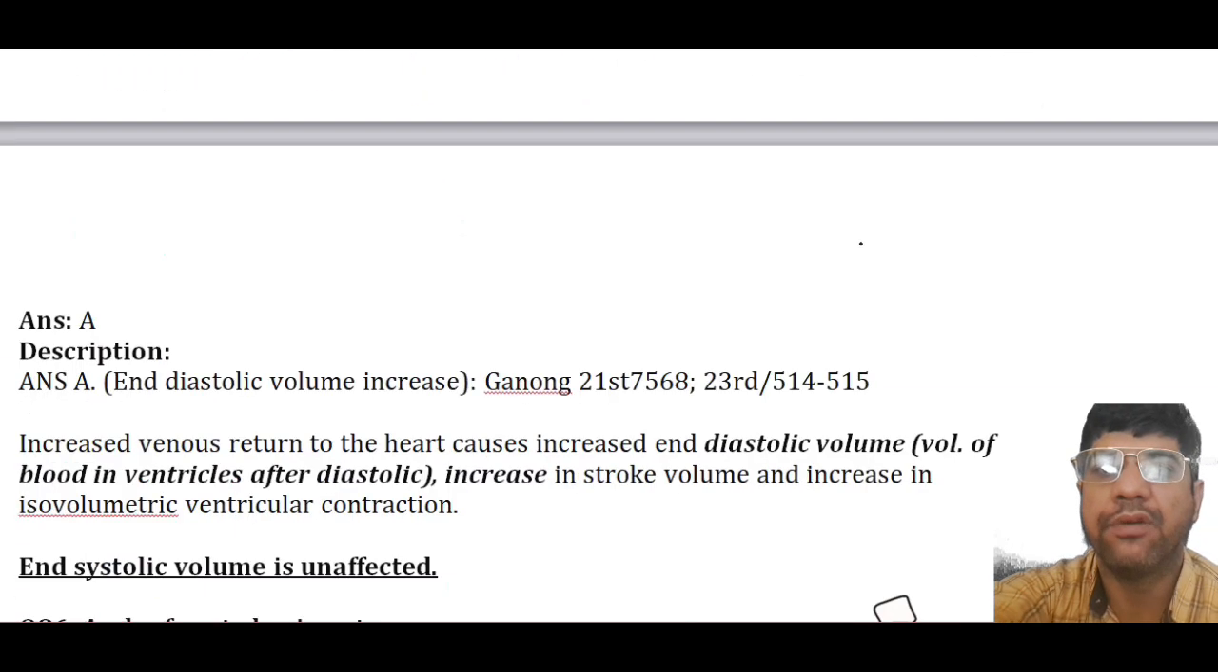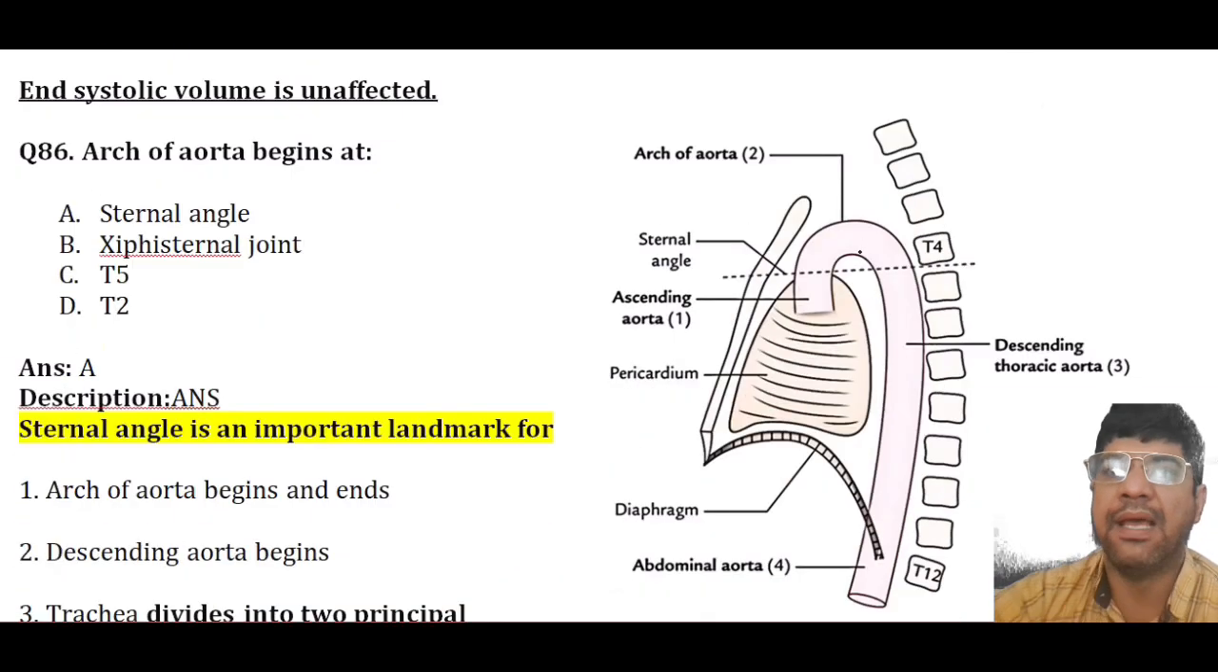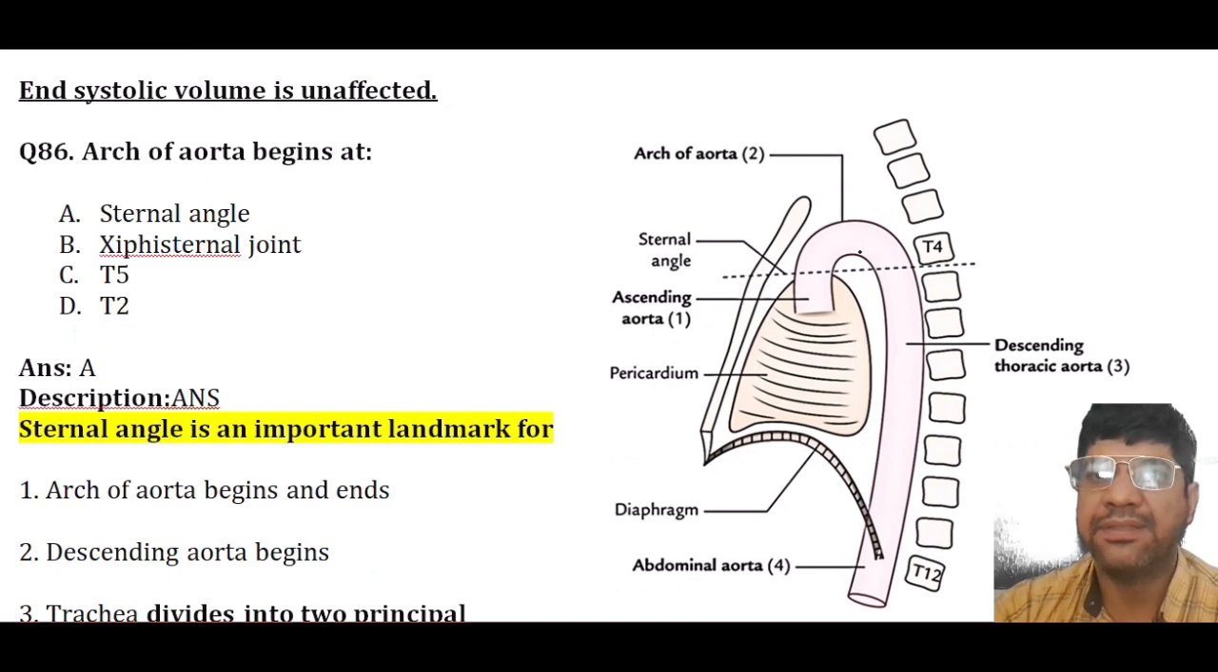The arch of aorta begins at the level of sternal angle, that is also known as angle of Lewis.